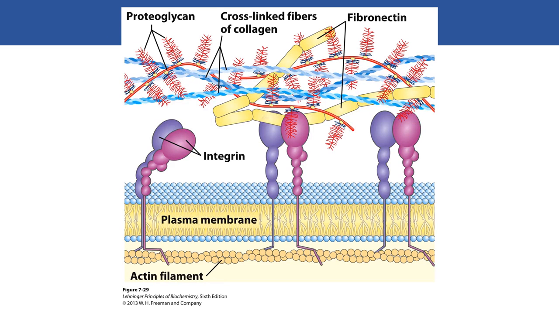And this is kind of what it looks like. And again, we'll go over this in a few days. We have an integrin that goes through an extracellular matrix into an actin filament. We can have integrins integrate with all of these cross-linked collagen, proteoglycans, and fibronectin, and that kind of anchors that cell inside a tissue.